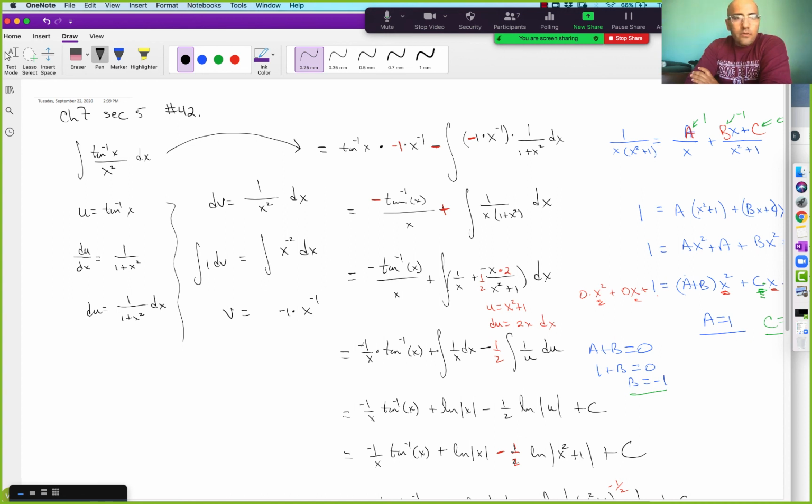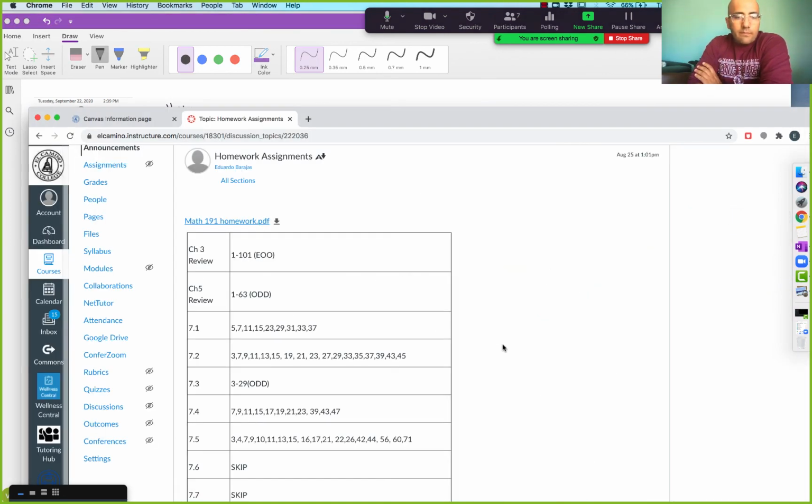My computer is struggling to keep up with all of these programs, so now it's not responding. There we go. Okay.